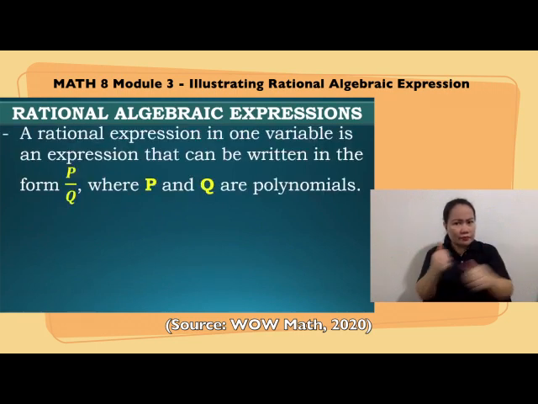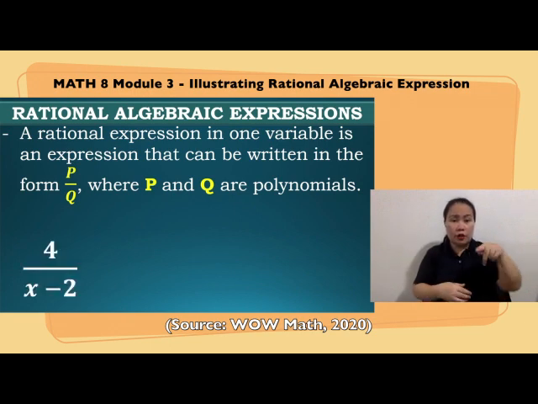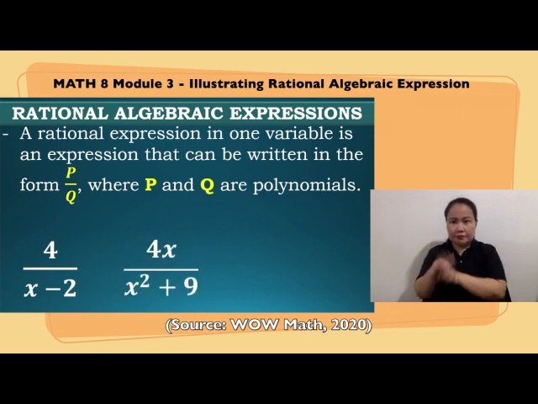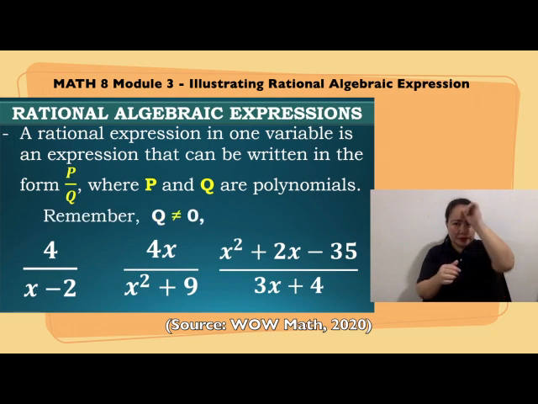A rational expression in one variable is an expression that can be written in the form P over Q, where P and Q are polynomials. So again, P and Q should be polynomials. Now, these are the examples I have here: 4 over x minus 2, 4x all over x squared plus 9, x squared plus 2x minus 35 all over 3x plus 4. Now, remember that your Q, o yung denominator natin, should not be equal to 0.